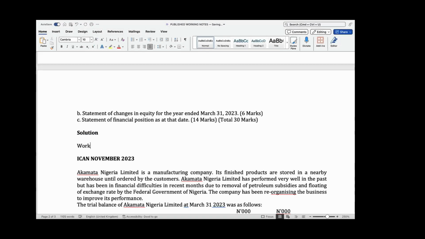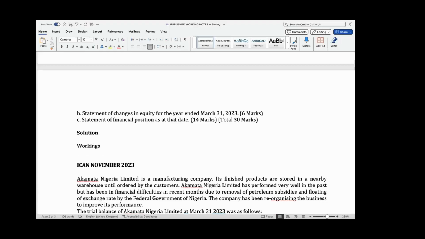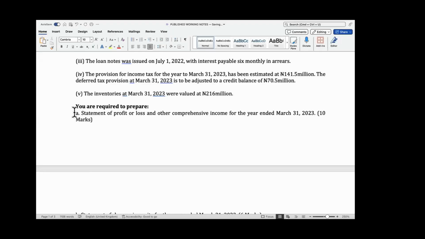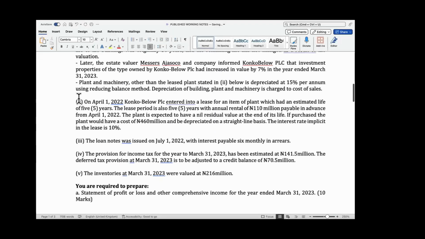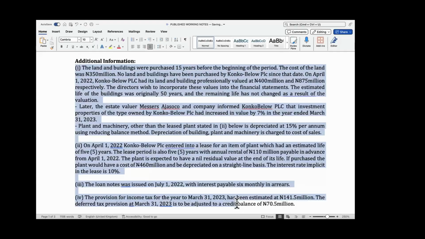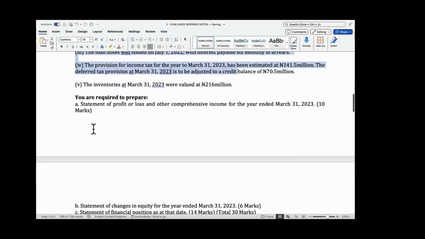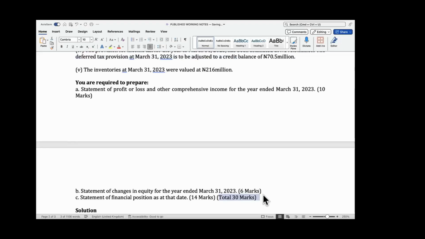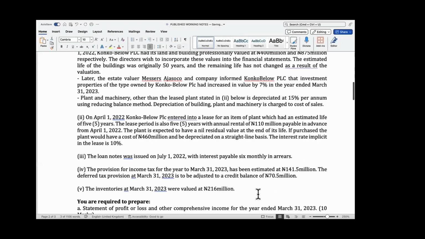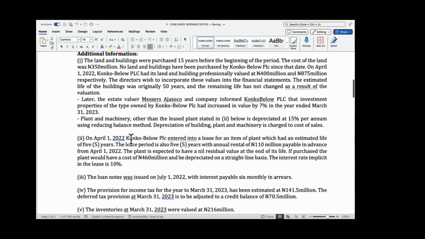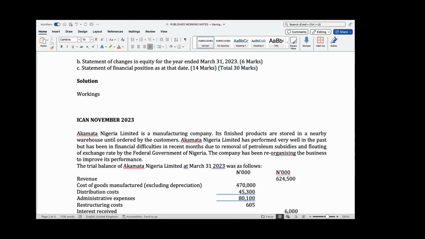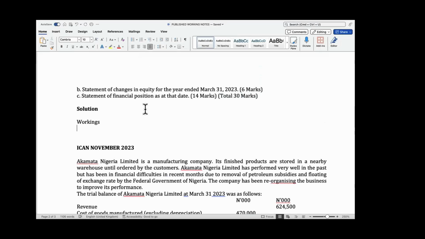So the first thing you do is your workings. Except if you read all of this and you believe you don't know how to adjust any of them, then you can go ahead and start preparing your statements. And you can easily walk away with almost 15/30, even ignoring all of this. But why should you now? Try it. An average student will get 20/30 in this part of question one.